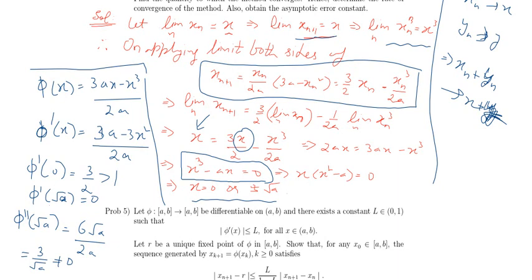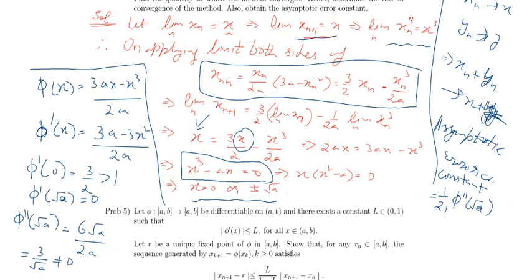And what will be the asymptotic error constant? If you refer to the lecture, the asymptotic error constant is equal to 1 by 2 factorial phi second derivative at root a. That is going to be the answer for the last one.